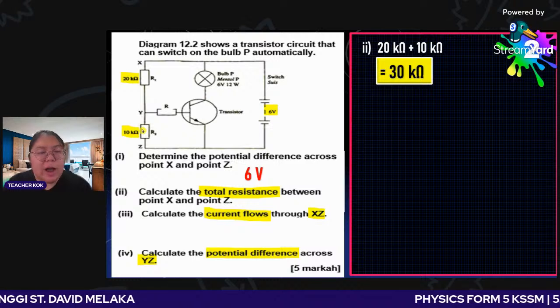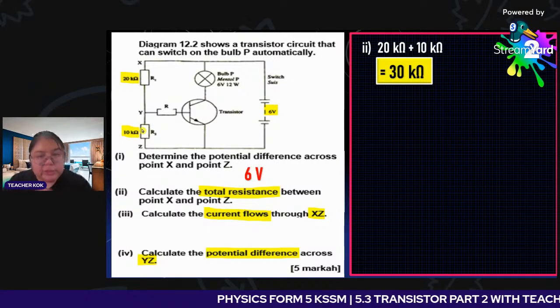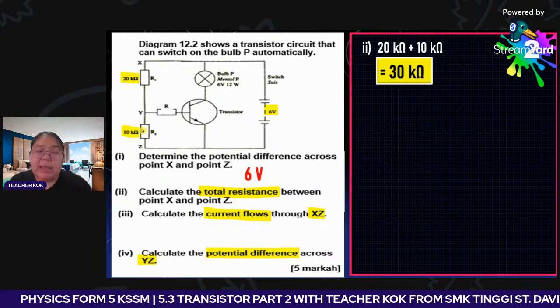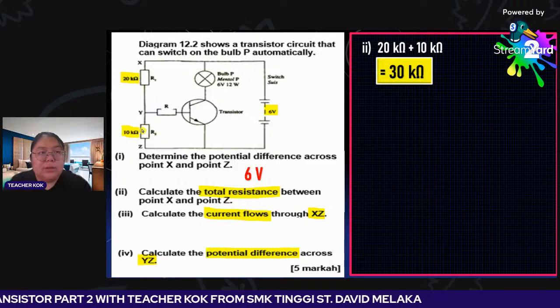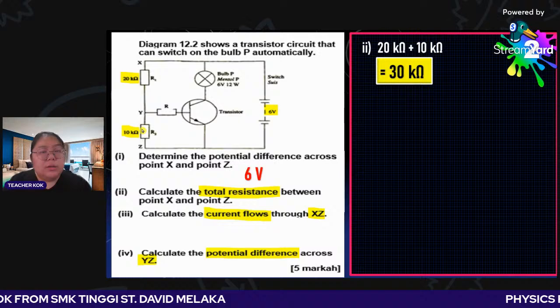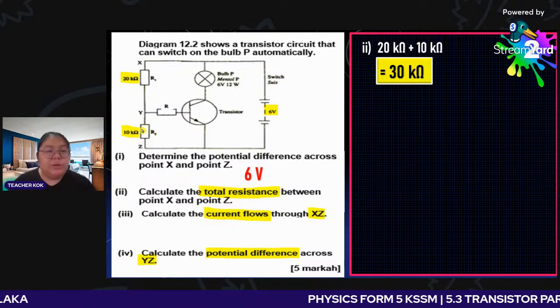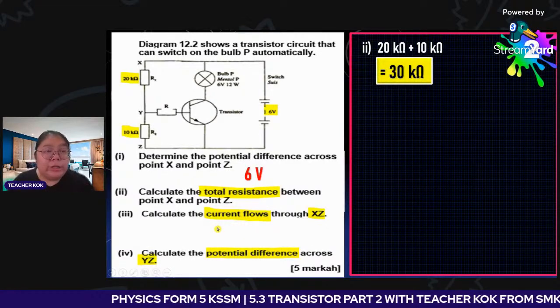Okay, what's the answer for I? Voltage, you know, is 6 volt. Total resistance, you also know, is 30K. So what is the current? Okay, anybody here? We are just waiting for your answer. We will just go and show what it is. Okay, calculations.